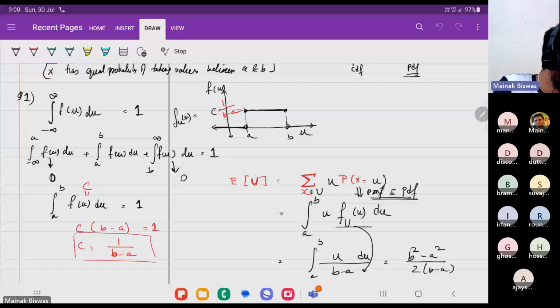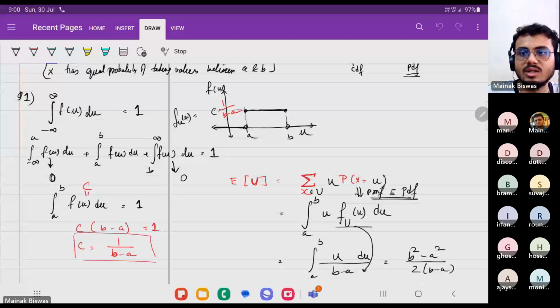Now tell me, what will be the variance of this distribution? What do I need to find for finding the variance? Variance of U, what will it be? We derived the formula yesterday. What is the formula for variance of U? Expectation of U square minus expectation of U whole square. Correct. So with this we already know, right?